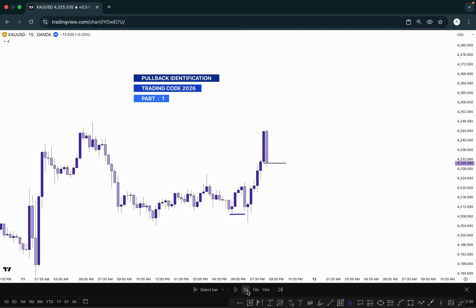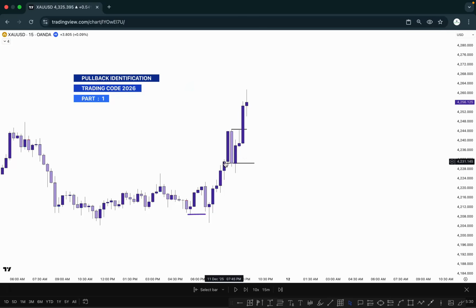Let's see what happens next, and the price is trying to go higher, right? The market broke this high, so this one is our bullish pullback here, because the market broke the previous candle low. This confirms that the market created a valid pullback, right? This one is our valid pullback right here. Let's see how price reacts. Price again tries to go higher and continues pushing higher.